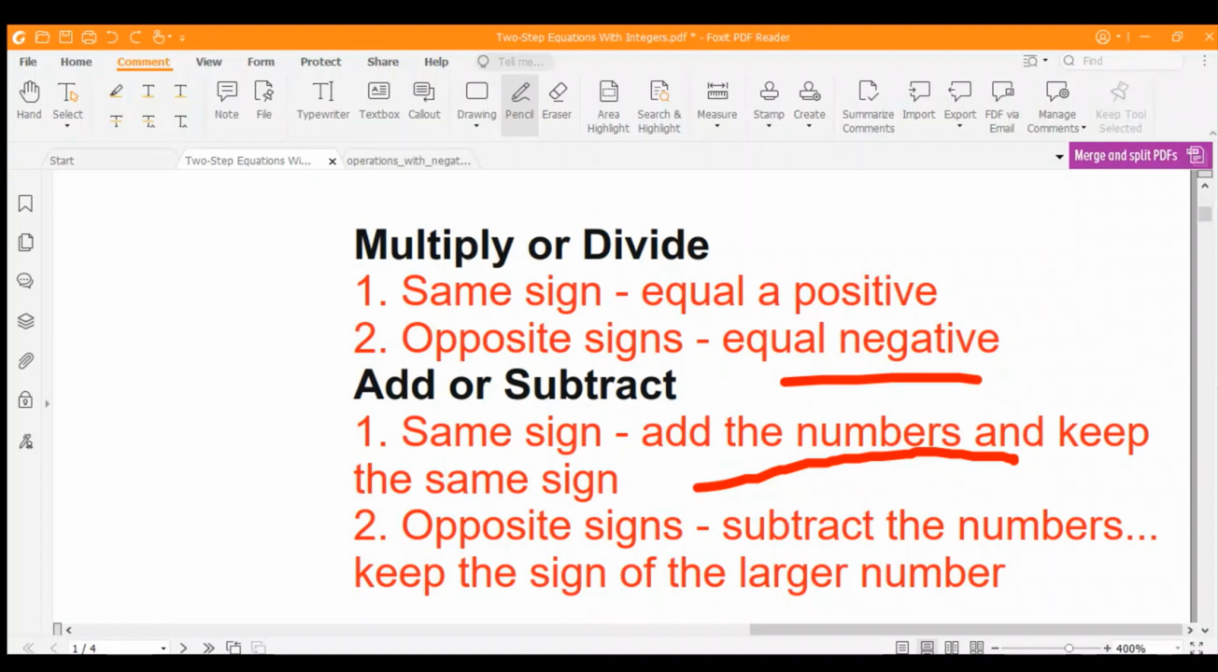If you're multiplying or dividing, same signs will always equal positive answers. If they're opposite signs, they will equal negative answers. These are facts you just have to know, right?